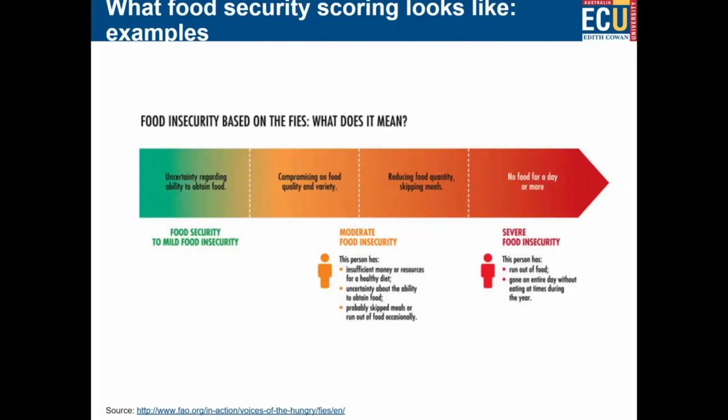So I hope you've enjoyed this brief webinar on some of the tools that are used to measure food security and what the categories might look like. If you want further information, there's references included in the presentation.